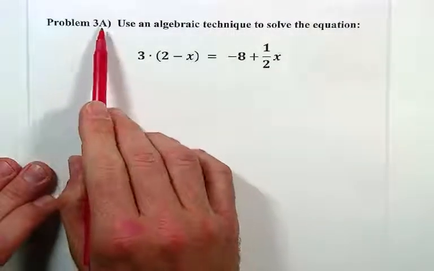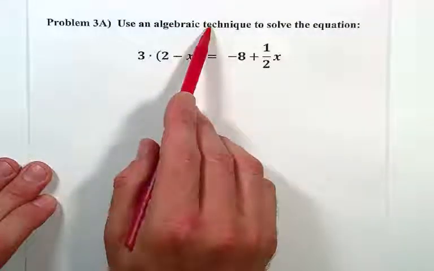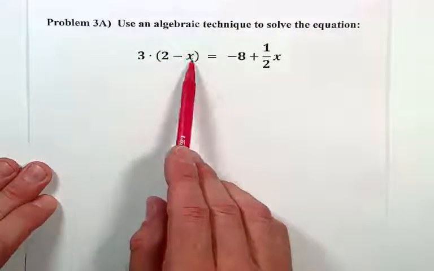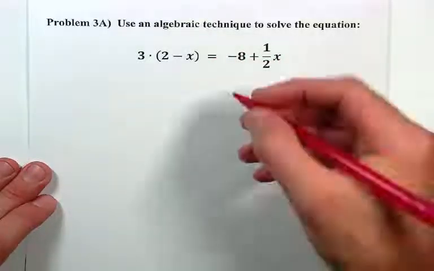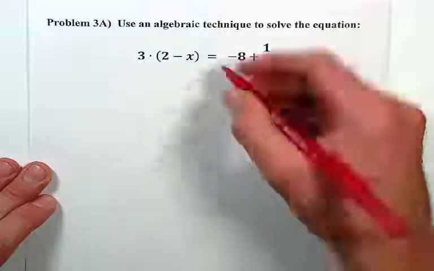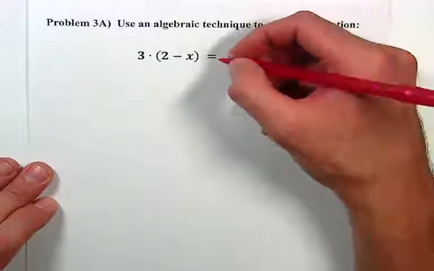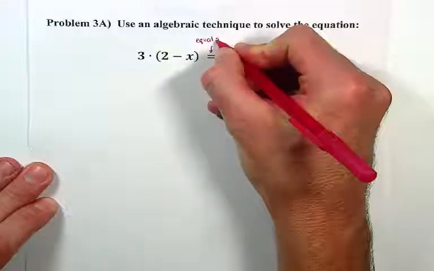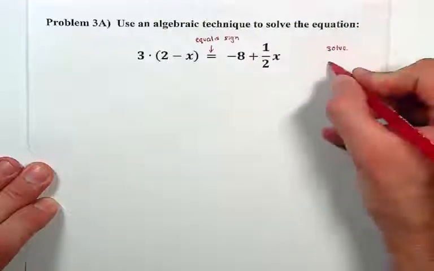Here we read the problem entirely out loud and super slow. Use an algebraic technique to solve the equation 3 times (2 minus x) equals -8 plus 1/2 x. Every single time after we've read the entire problem slowly to ourselves, I'm going to encourage that we ask ourselves one question. In the math statement, is there an equal sign? In this case, we see the equal sign. Thus, we're going to solve the equation.